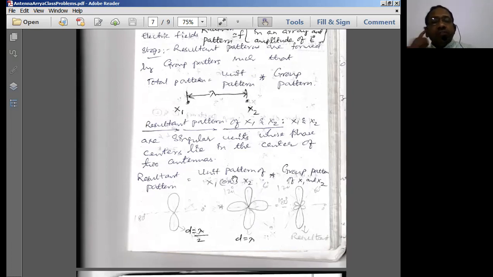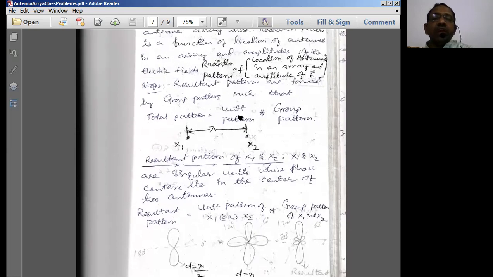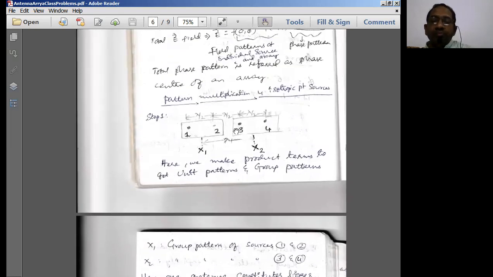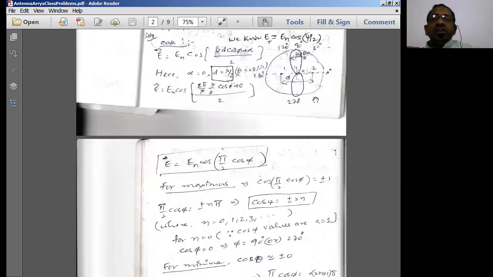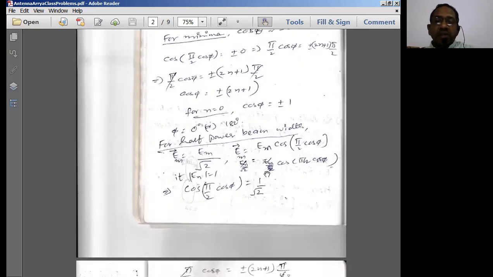Now, what is the formula we have? Resultant pattern is equal to the unit pattern of either x1 or x2 multiplied by the group pattern of x1 and x2. What is x1? X1 is nothing but the group. In the previous slide, we have seen the radiation pattern of 2 point sources. Yes, this is the radiation pattern of the 2 point sources. Simply, we are going to use this particular radiation pattern.